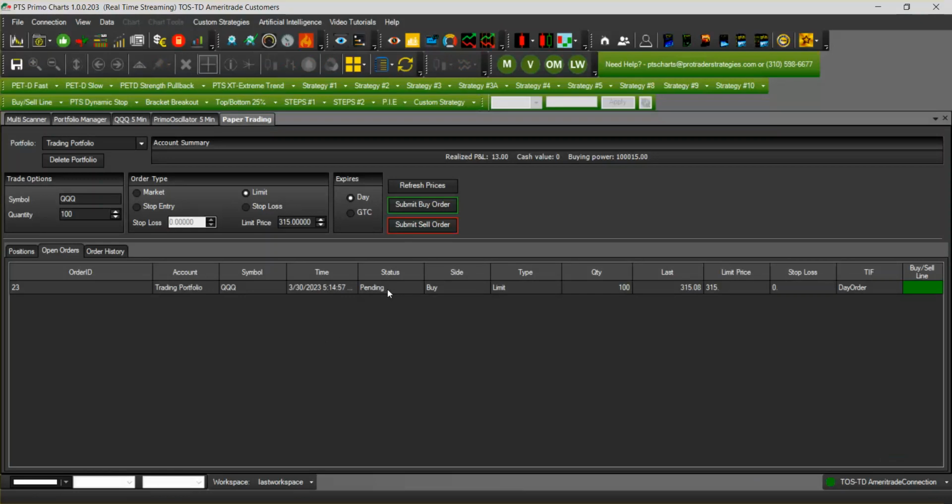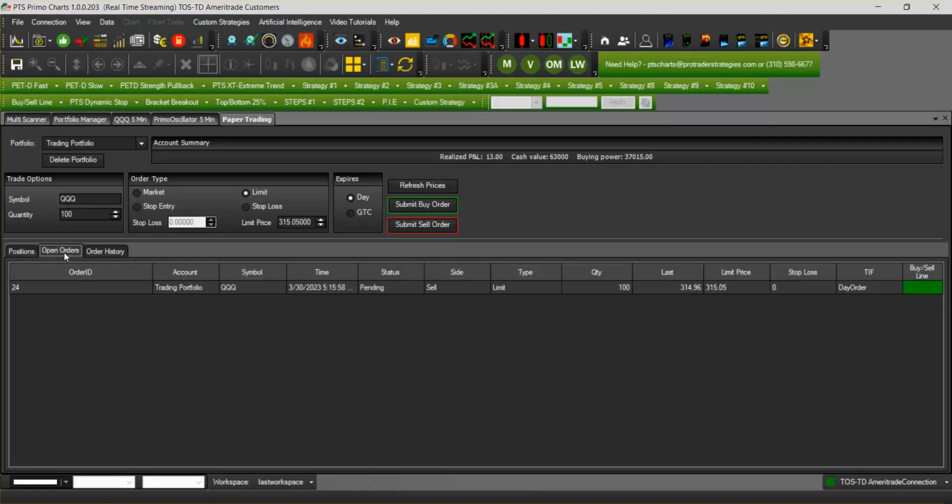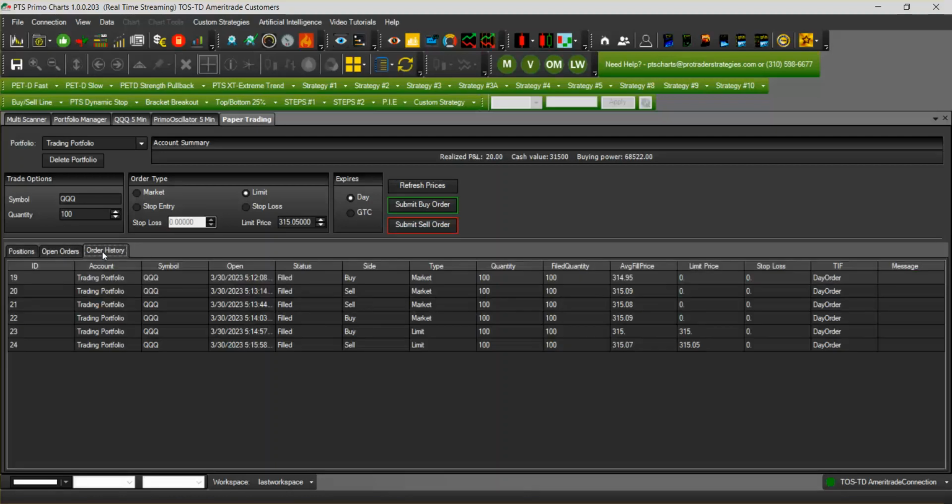And by the way, if you are in doubt, the order was filled, so now we have a position at 315. And that gives me the opportunity to put a sell order at 315.05. So that's our sell order for that same position. So we have a pending order again. So it was filled. You know, this can happen this fast. So we have a buy order for 315 and we sold it at 315.07.